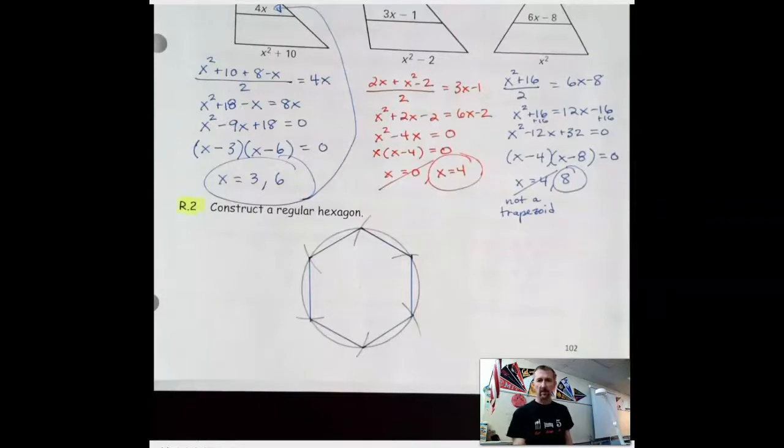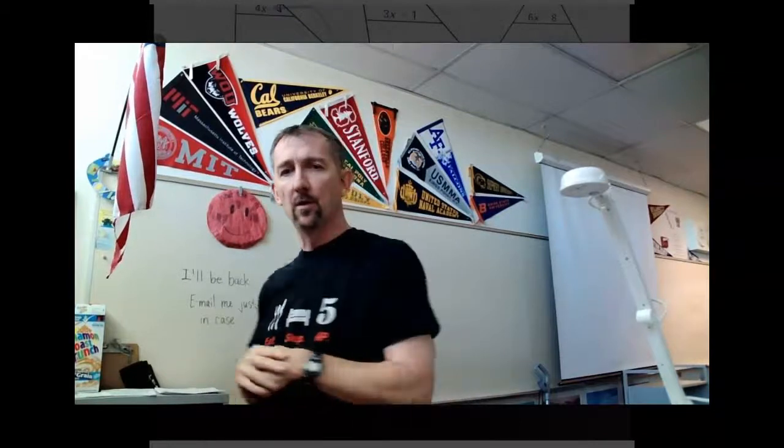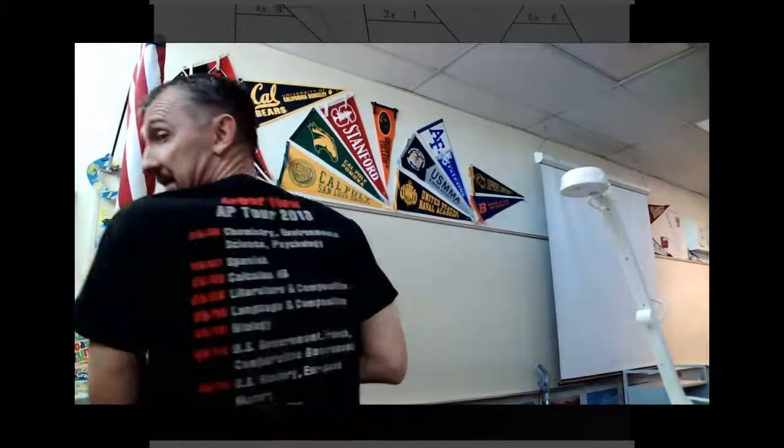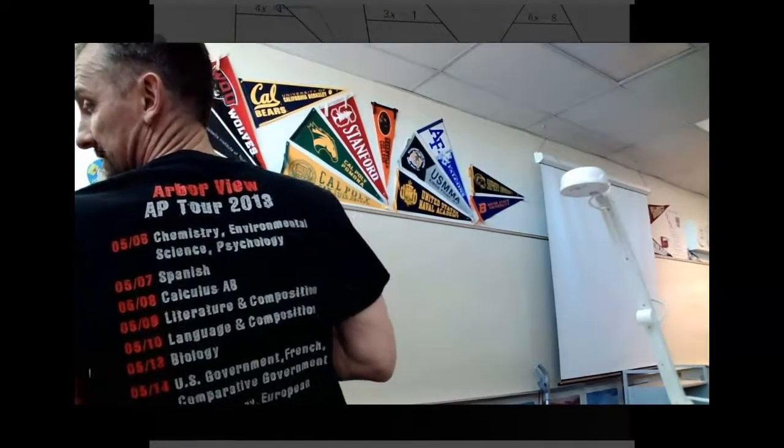I'm wearing an AP shirt that the students made a long time ago. So there's the magic 5 on this side. Wait, this side over here. Okay. So I talk about the magic 5 in my class a lot, so you guys know what I'm talking about. 5 is the highest score you can get on an AP test. So they made it. They put the AP test on there, so it's like a concert shirt.